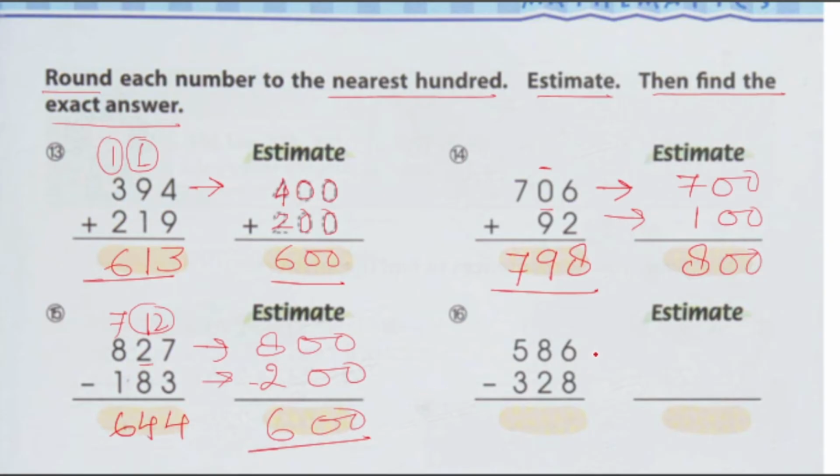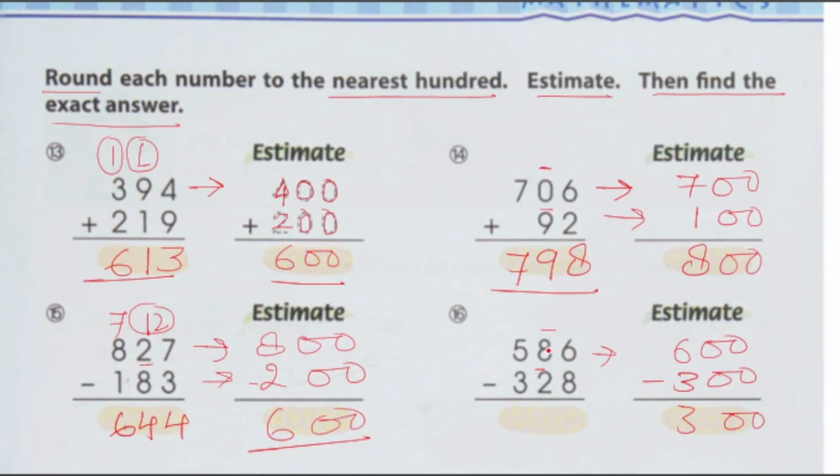Now it will be converted to 600 as 8 is more than 4. So 1 will be added to 5 and these two numbers will be converted to zeros. So 600, and in this case, this is less than 5, this tens place number. So it will remain as it is. That means it will remain 300. Now, if we subtract, we get 300.